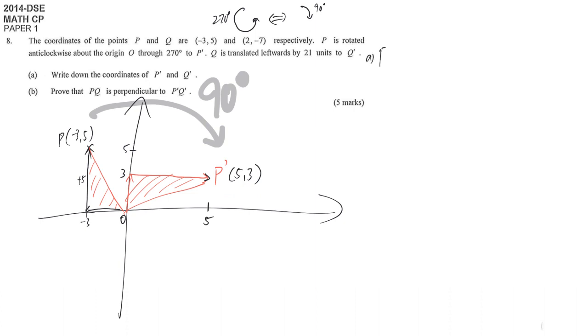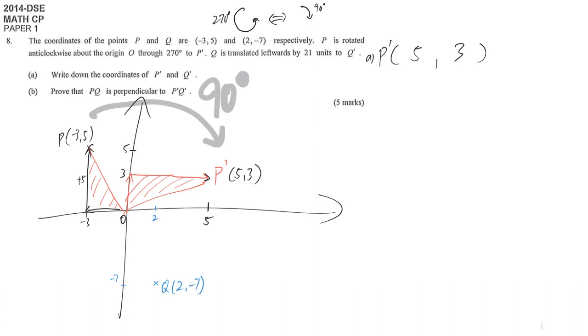So part A, P prime, they ask you to write down, that means no step needs to be written down. We just write down 5, 3 directly. But this kind of drawing is really important for you to understand what is going on. Now we have another point, which is point Q, 2, -7. So we mark down the position. We go right by 2, and then go down by 7. So we have point Q here.